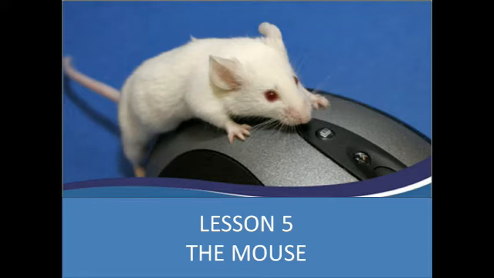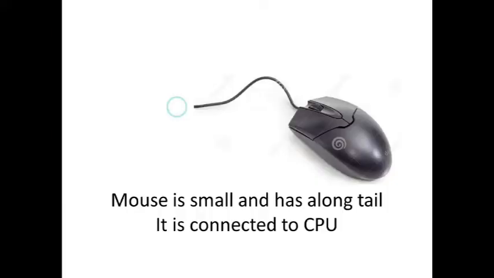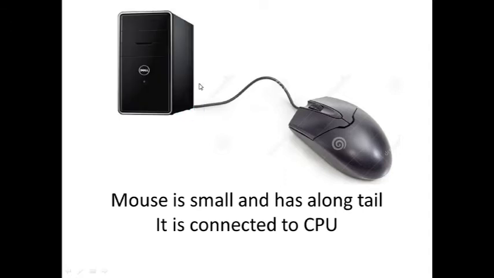Today, we can revise lesson 5, the mouse. In this chapter, first we learn about mouse. What is mouse? Mouse is a part of computer and it is small and has a long tail. It is connected to CPU.